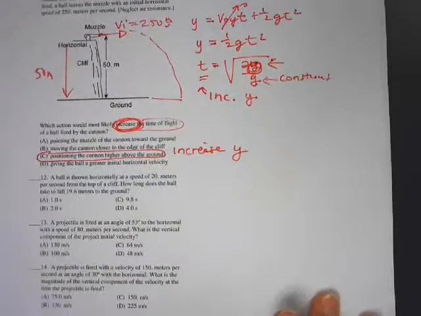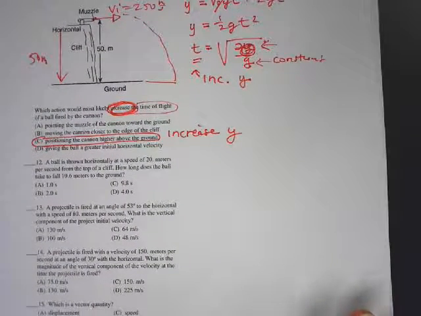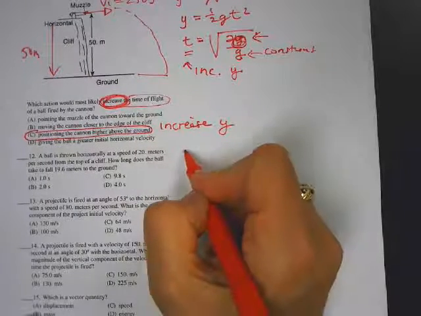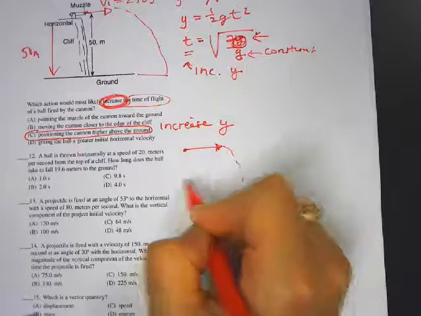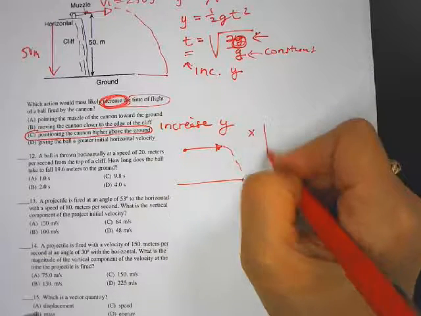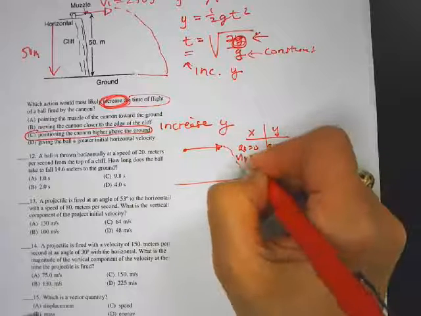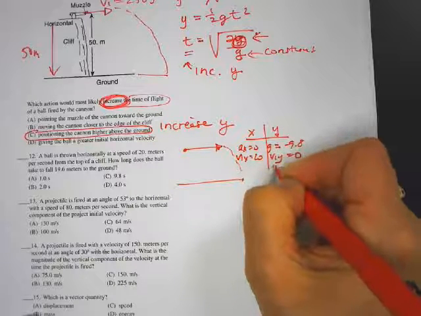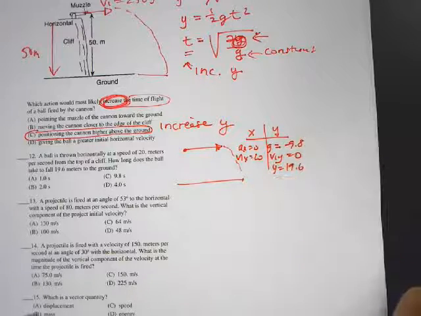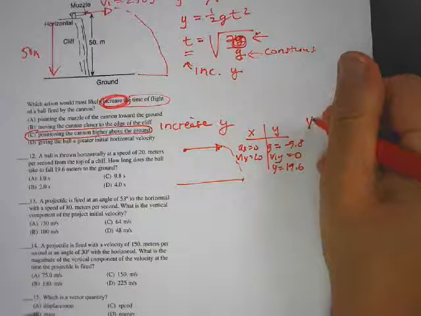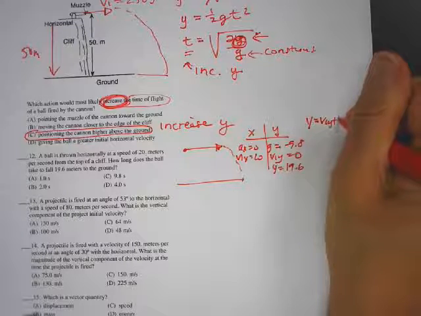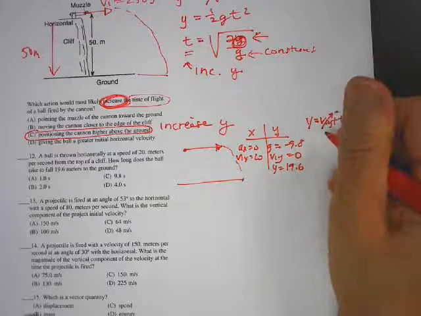All right, number 12. A ball is thrown horizontally at a speed of 20 meters per second from the top of a cliff. How long does it take the ball to fall 19.6 meters? So again, this is the same problem. If I do my x and y given, AX is 0, G is negative 9.8, VIX is 20, VIY is 0, and Y is equal to 19.6. This is the same equation we did before. Y is equal to VIY T plus 1/2 G T squared. This is 0, so Y is equal to 1/2 G T squared.